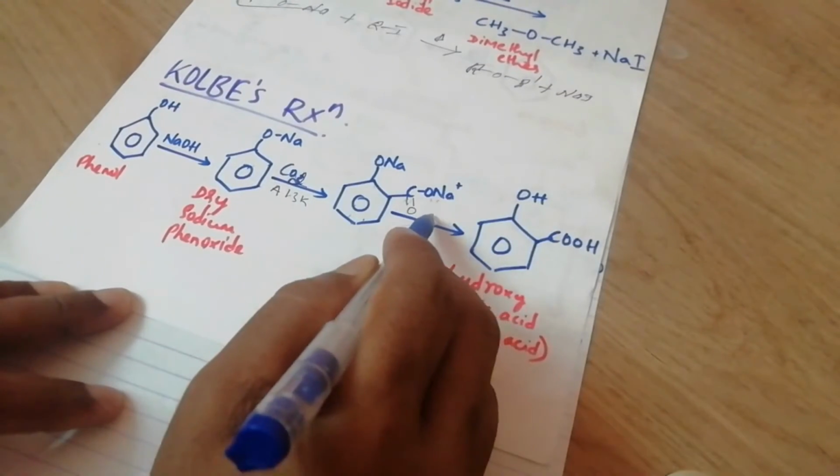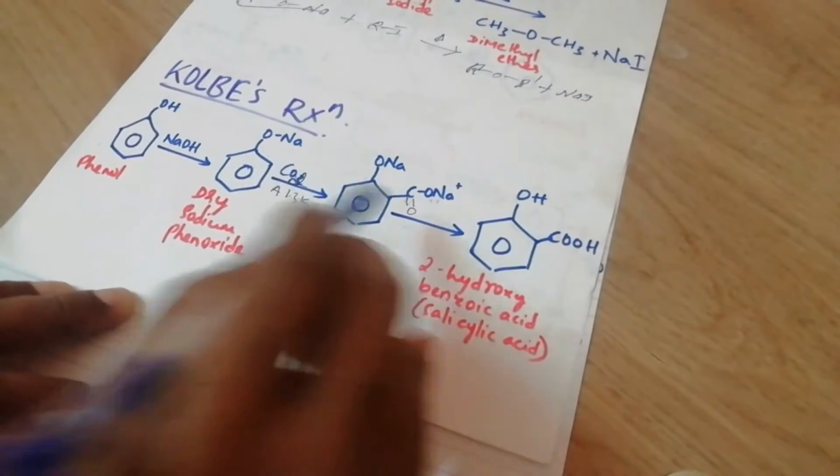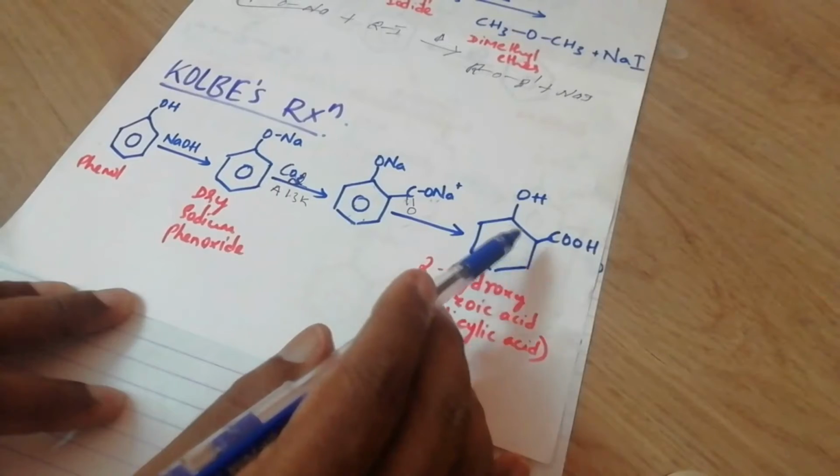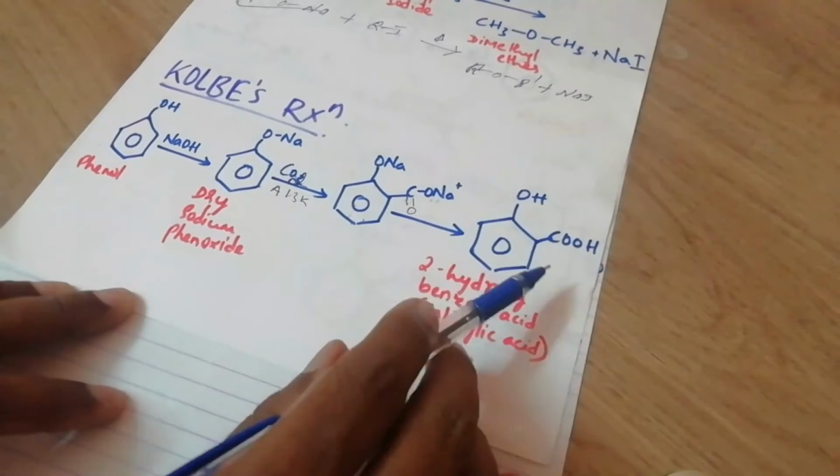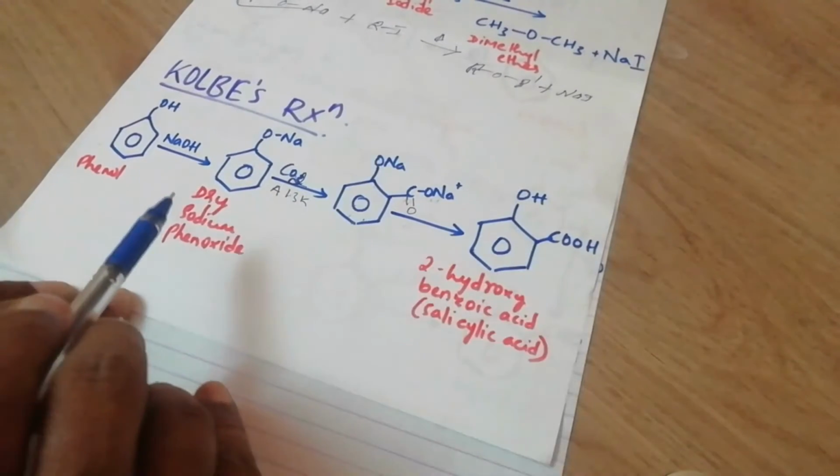HCl, acidification. Final treatment, acidification, to give this product, loss of NaCl. Here the byproduct is not mentioned, I have written it directly.